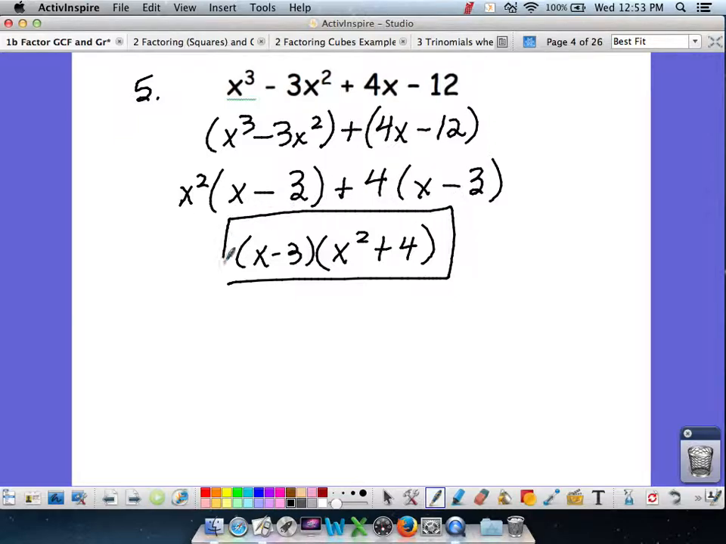And this is my final answer. Both binomials multiplied together, that's my final answer. So I had to choose 2 terms that had something in common, group them together, and then take it out.